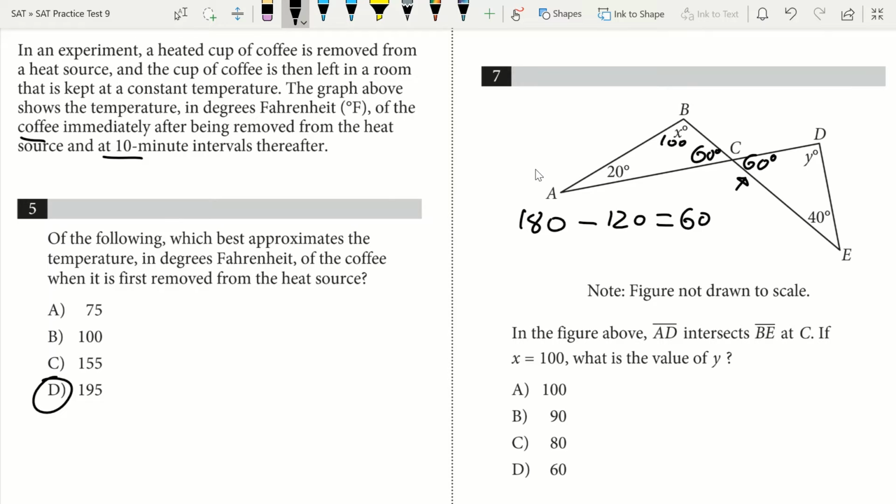So now to solve for y, I'm going to take that 180, which is the sum of my angles in this triangle.